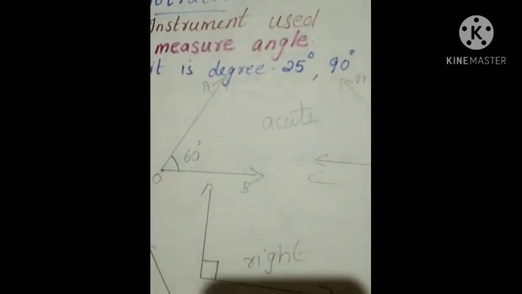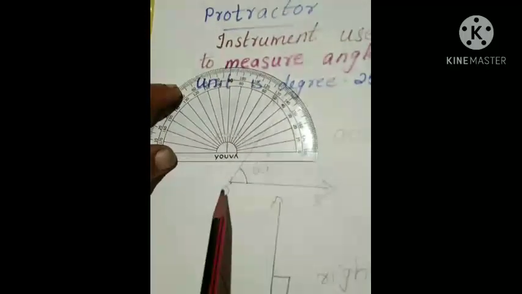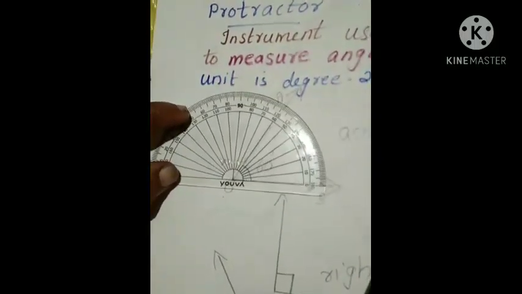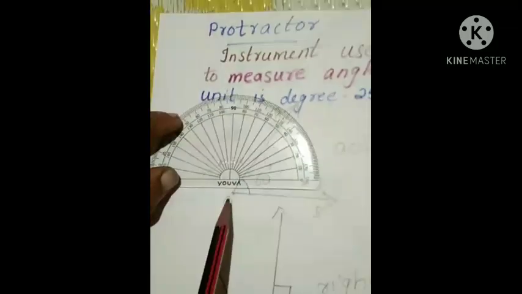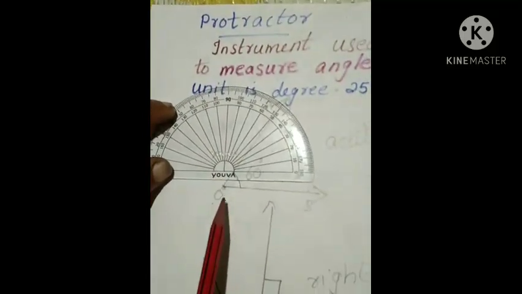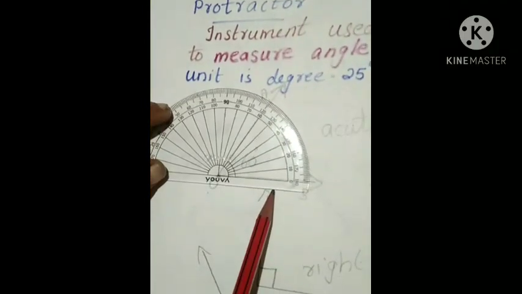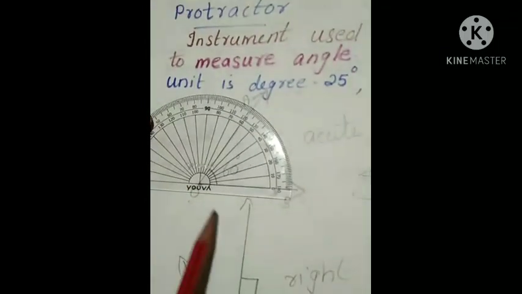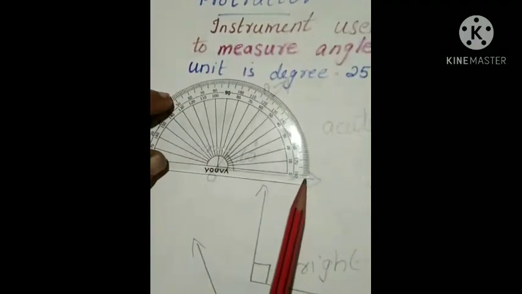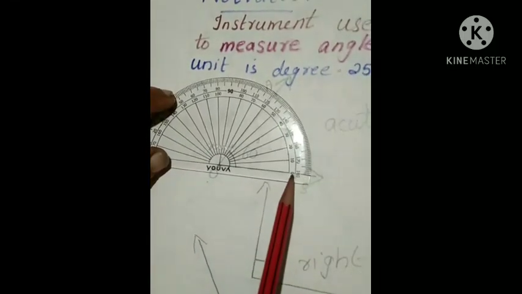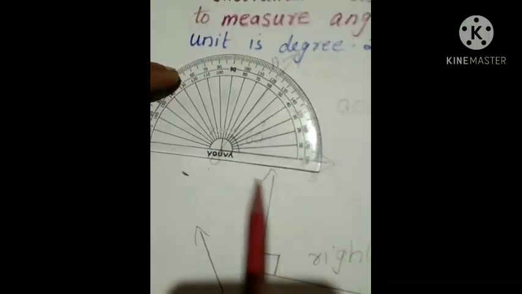Then how to measure? This is called the baseline. We keep this baseline on the arm of the angle. This is the arm and this is the baseline, both we keep here. And this is called the center, the center of the protractor and the center of the angle. Both should be arranged and kept in the same line. The baseline and the arm are in the same position. Then this line goes to the right side.